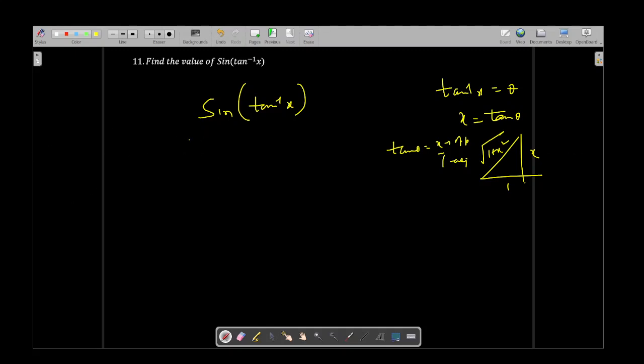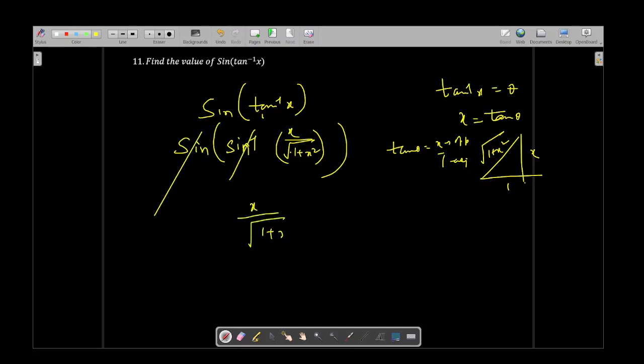So we can write this as sine of sine inverse. To cancel, I have to bring tan inverse into sine inverse. Sine inverse of the opposite side x over the hypotenuse square root of 1 plus x square. Now I can cancel sine inverse and sine. The answer is x by square root of 1 plus x square.